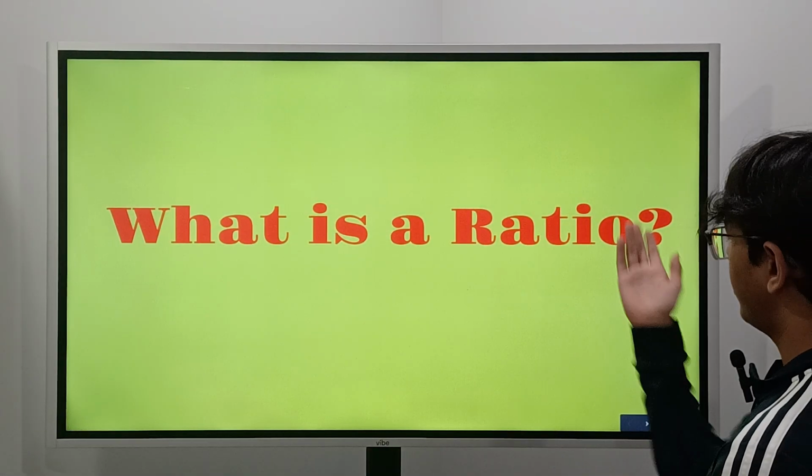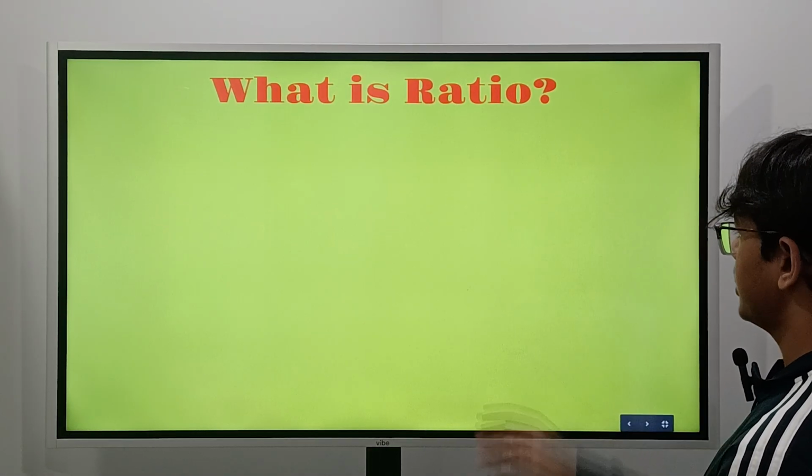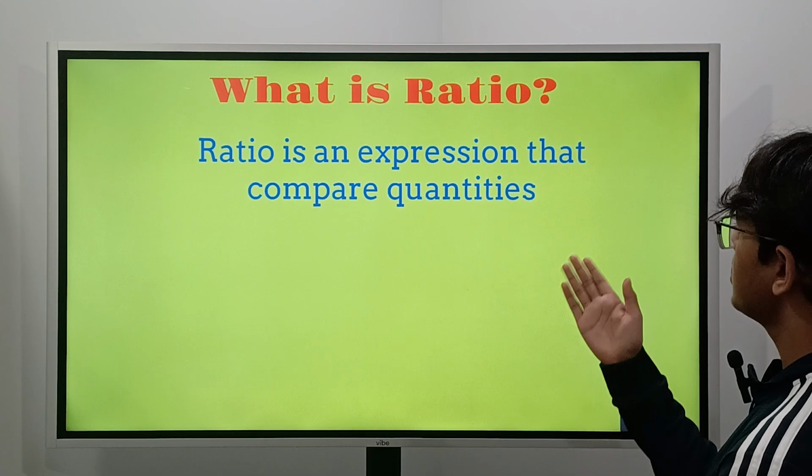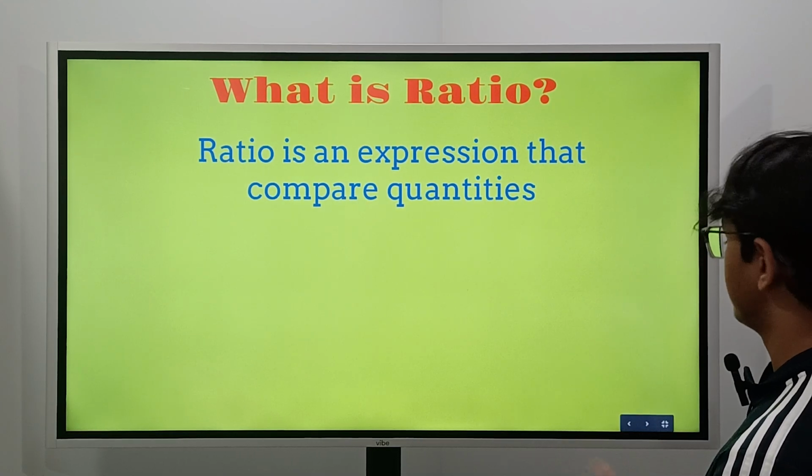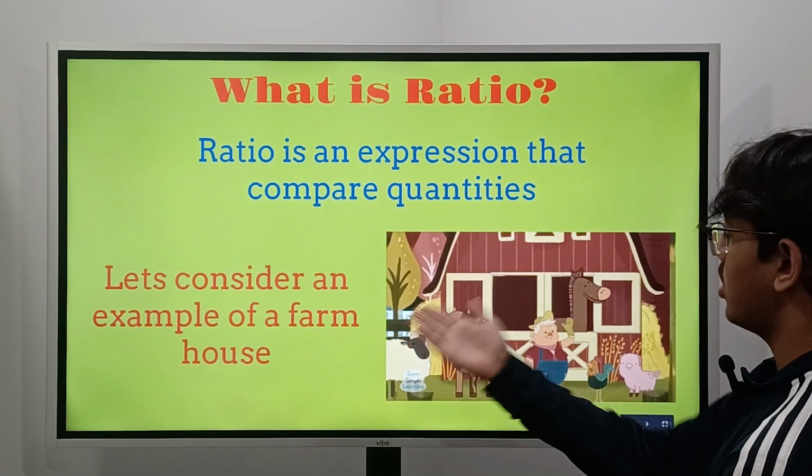In this video, we're going to be going over what a ratio is. So what is a ratio? A ratio is an expression that compares quantities, and we're going to take an example of a farmhouse.